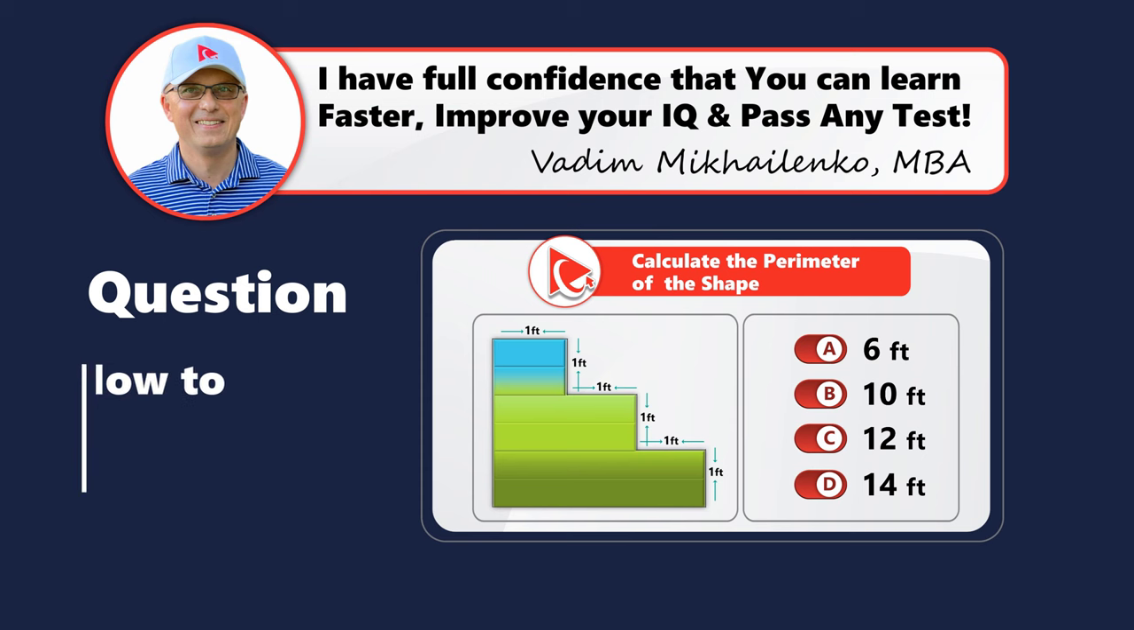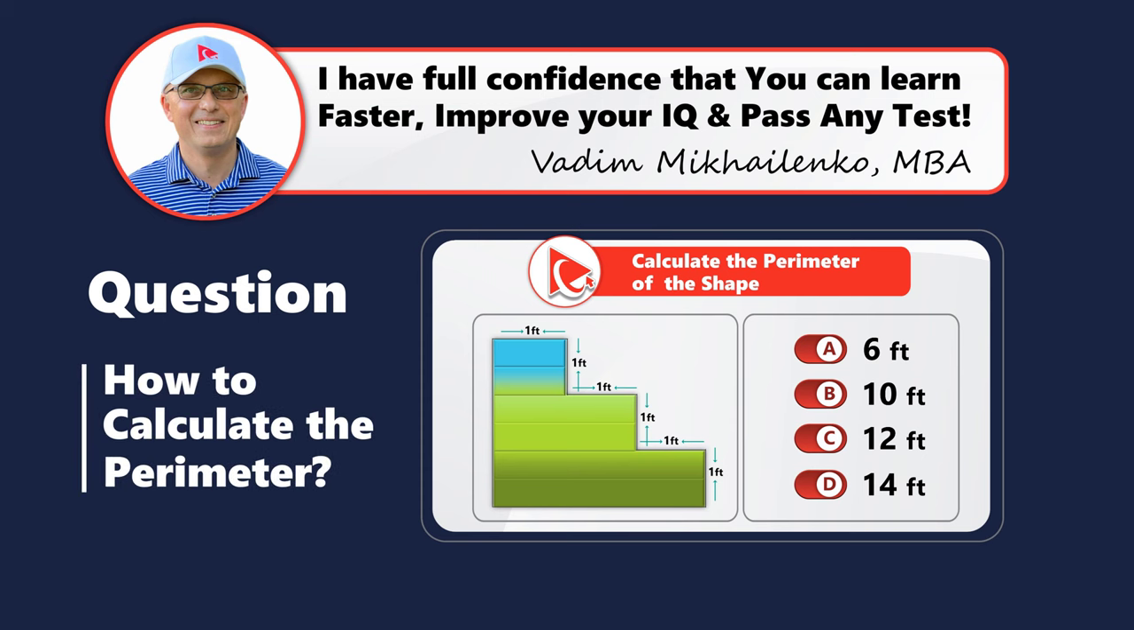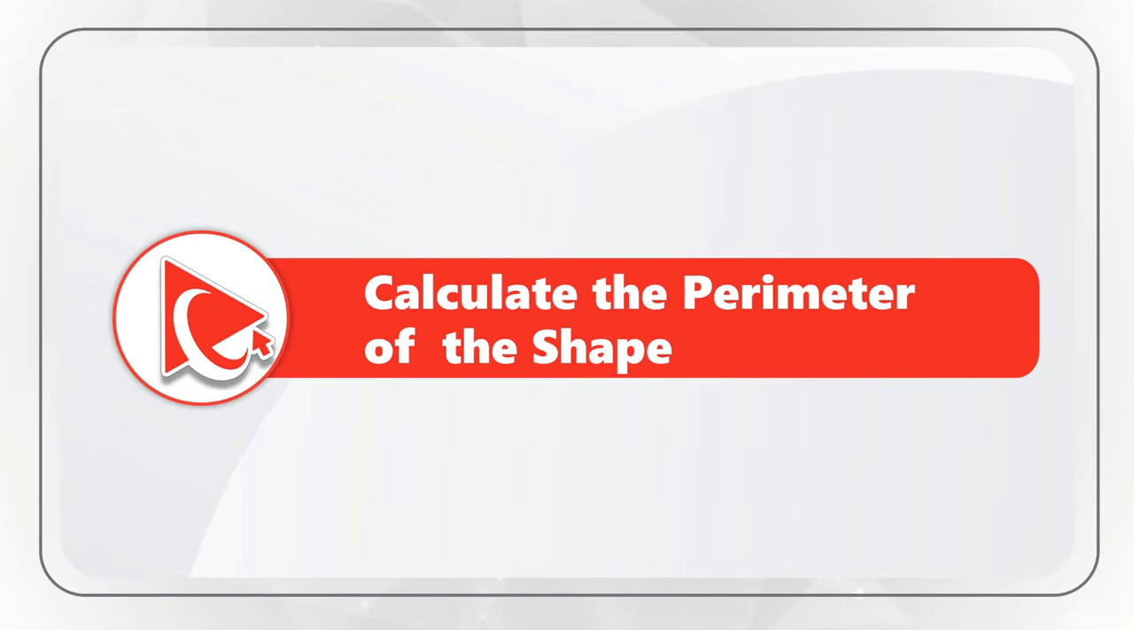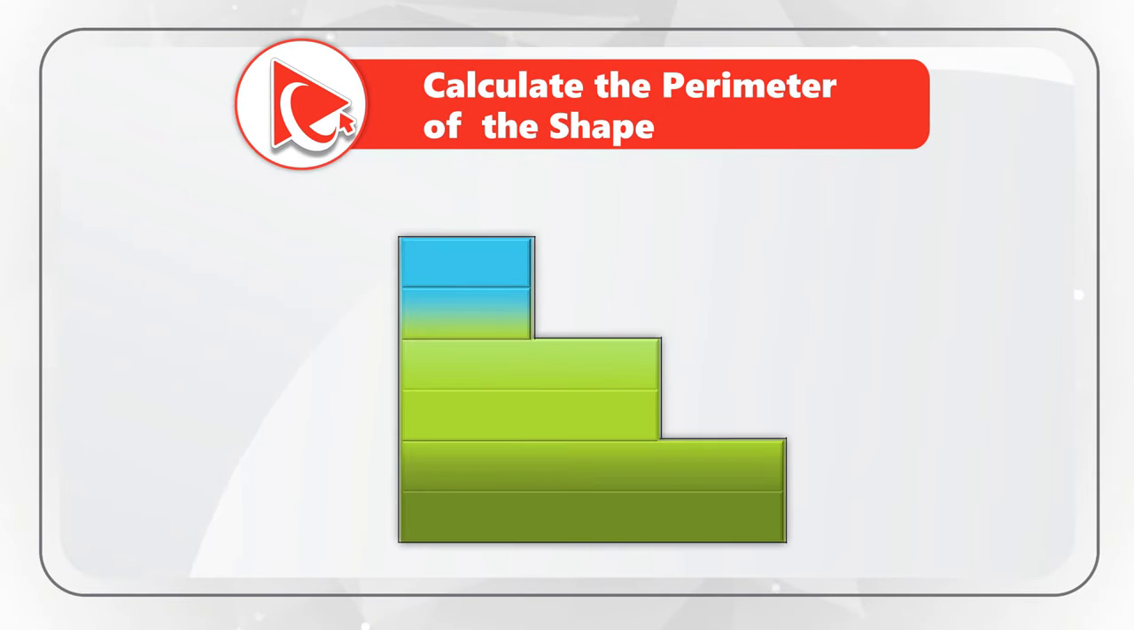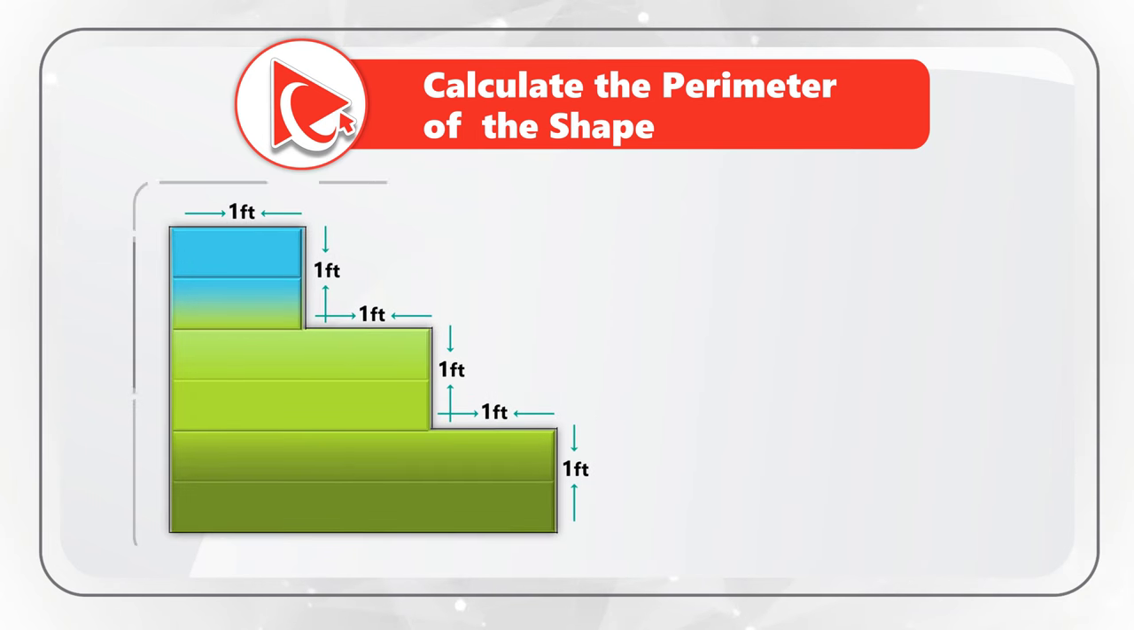I love this question because it tests your spatial reasoning, and if you try to solve it on your own, it boosts your IQ and intelligence. You're presented with an unusual looking shape, which has some measurements, and you need to calculate the perimeter of the given shape and select it out of four possible choices.